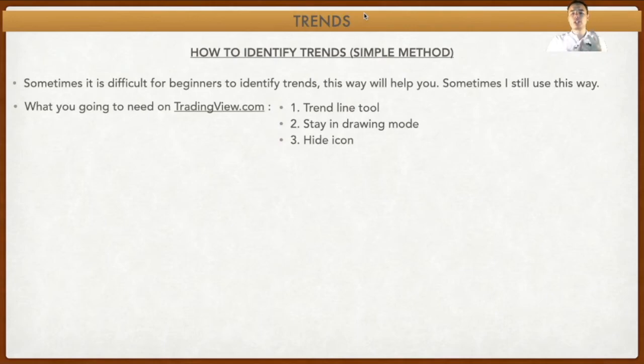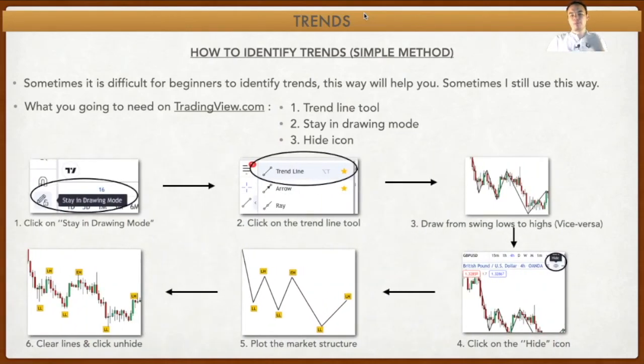Okay, you need three things. You need your trend line tool, the stay in drawing tool, and the hide icon. So here's the whole method. First, you click on your stay in drawing tool, because it means you don't have to click the arrow every single time. You have the arrow and you can just continue with it. Second is to click your trend line tool. You can use your trend line tool or your arrow tool, it doesn't matter. I use the arrow tool. Trend line tool is the same thing.